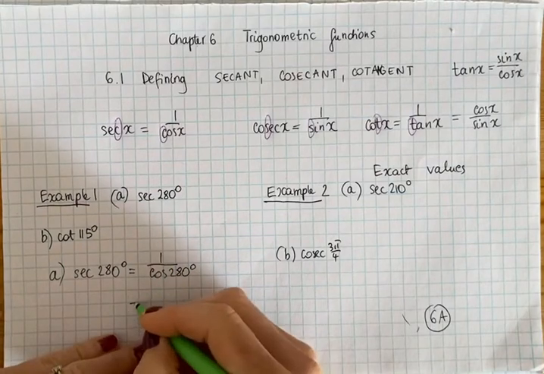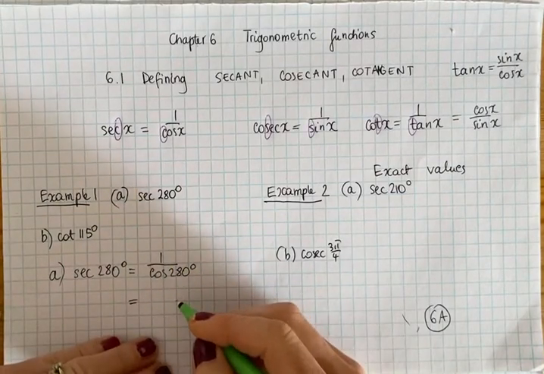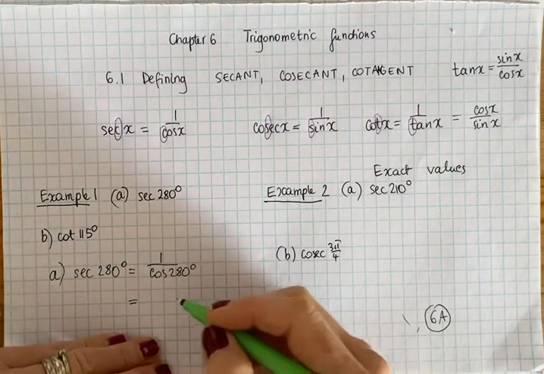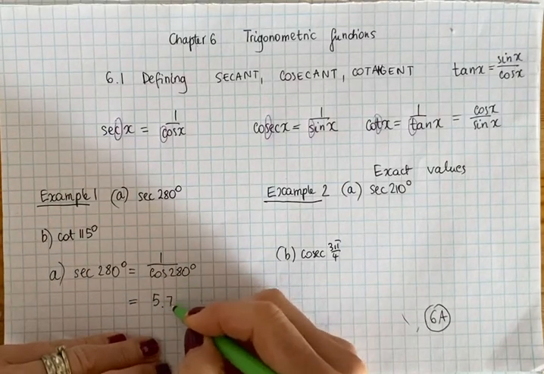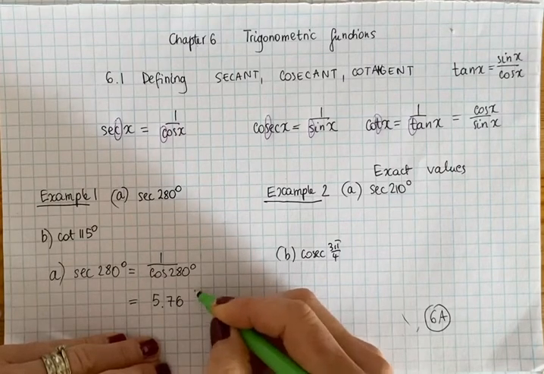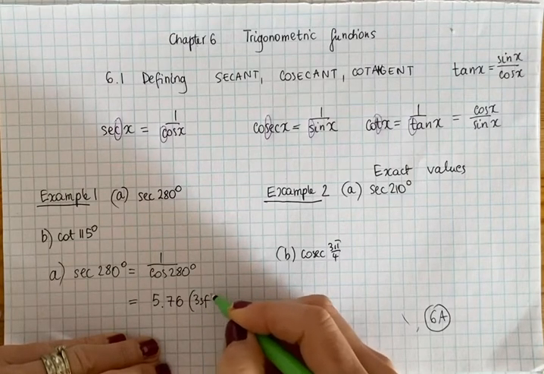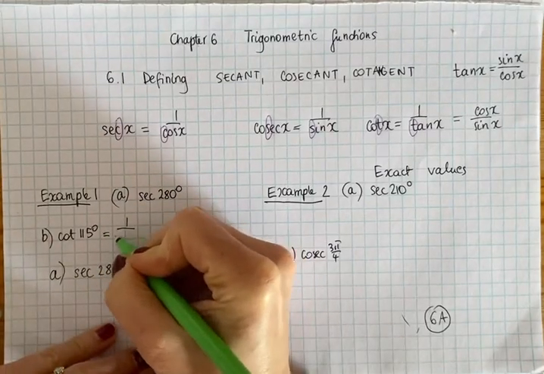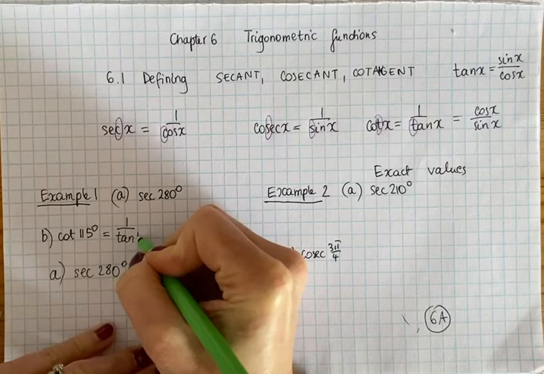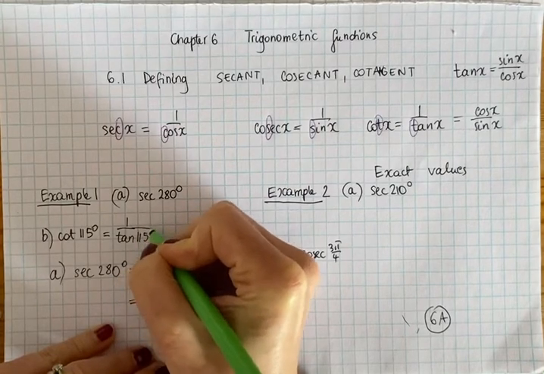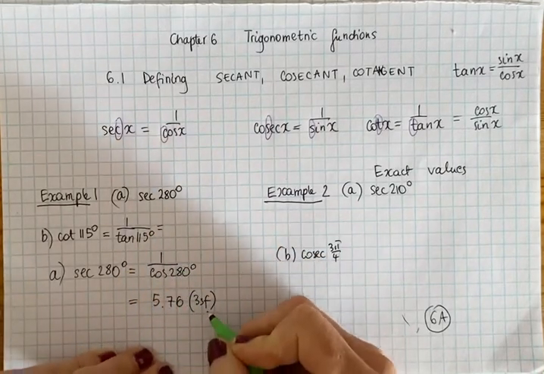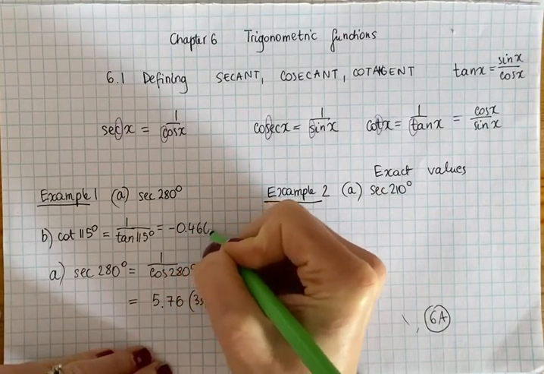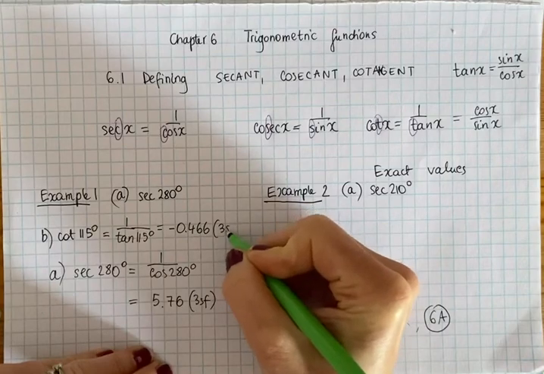Okay, then you reach for the calculator and you put 1 over cos 280, you type it in, and the answer is going to be 5.762 to 3 significant figures. Make sure the calculator is in degrees. For cot, you can do the same, so you do 1 over tan 115, pop it into the calculator as it appears, and the answer is going to be minus 0.466 to 3 significant figures.